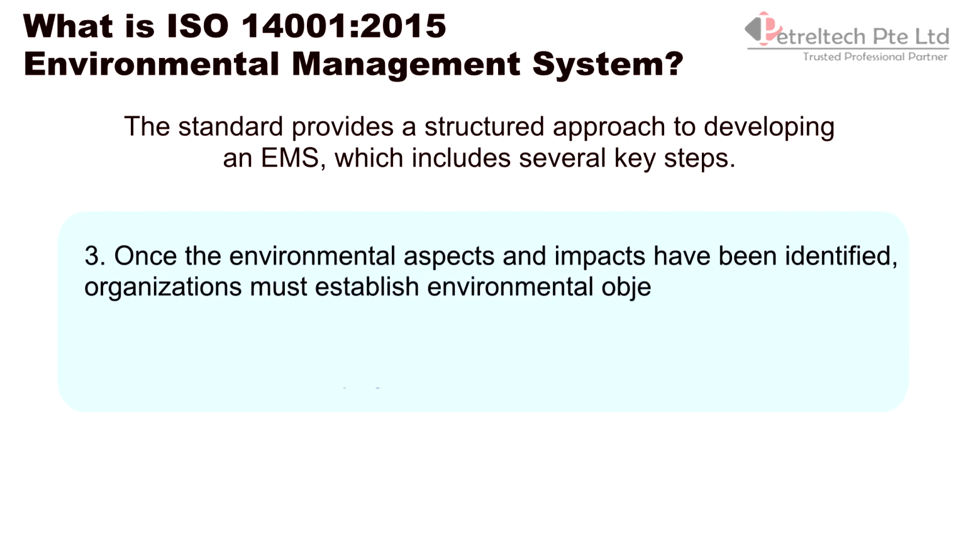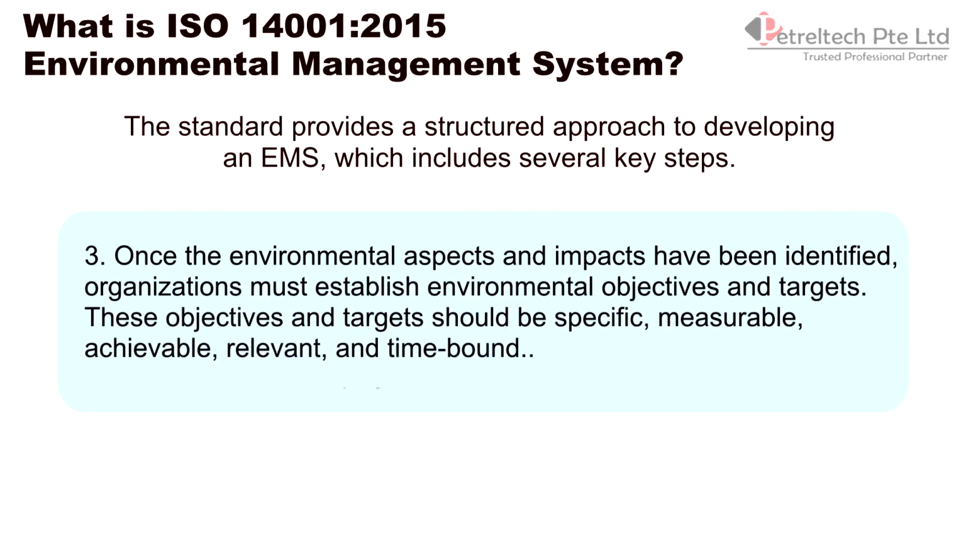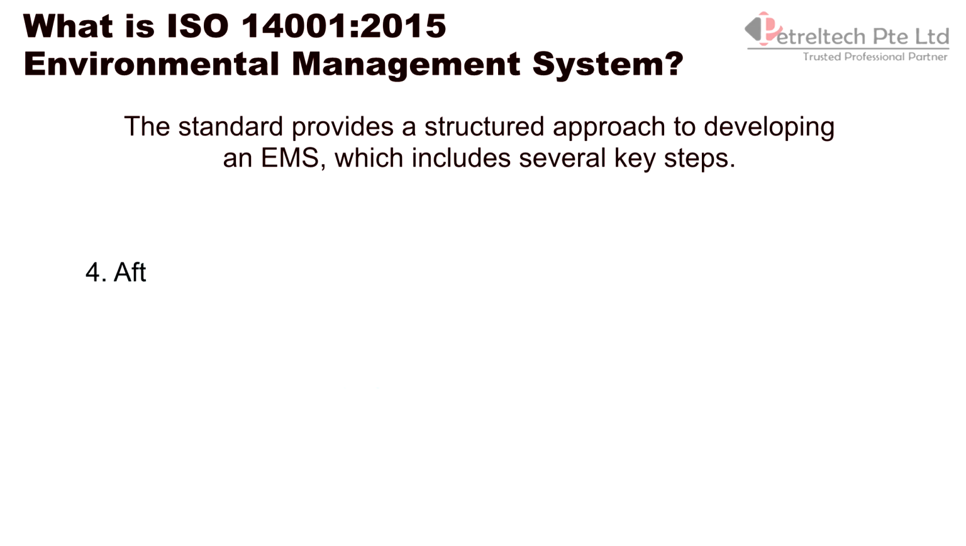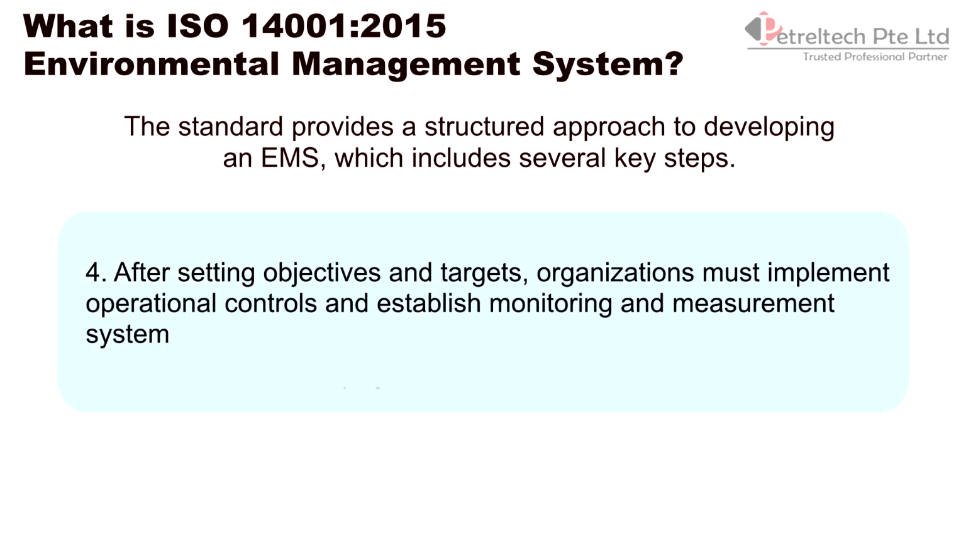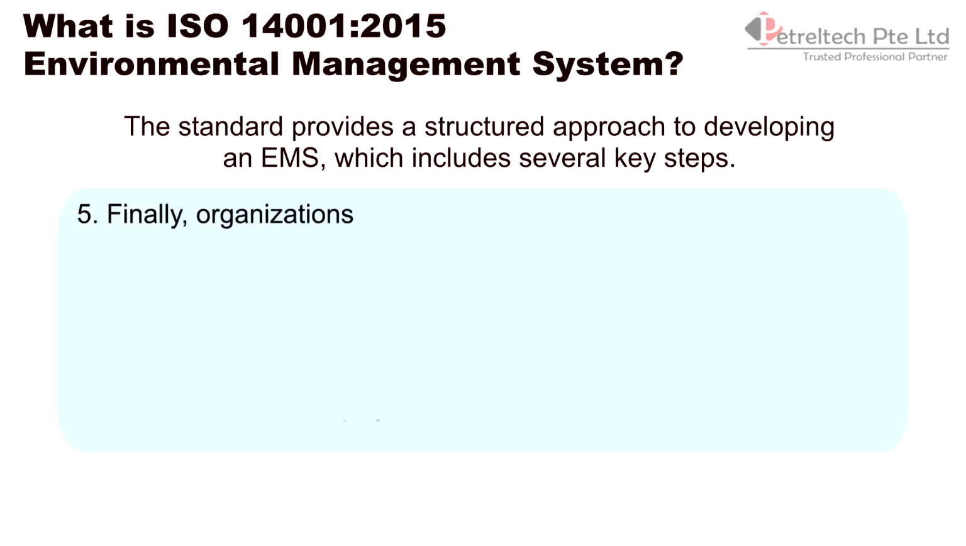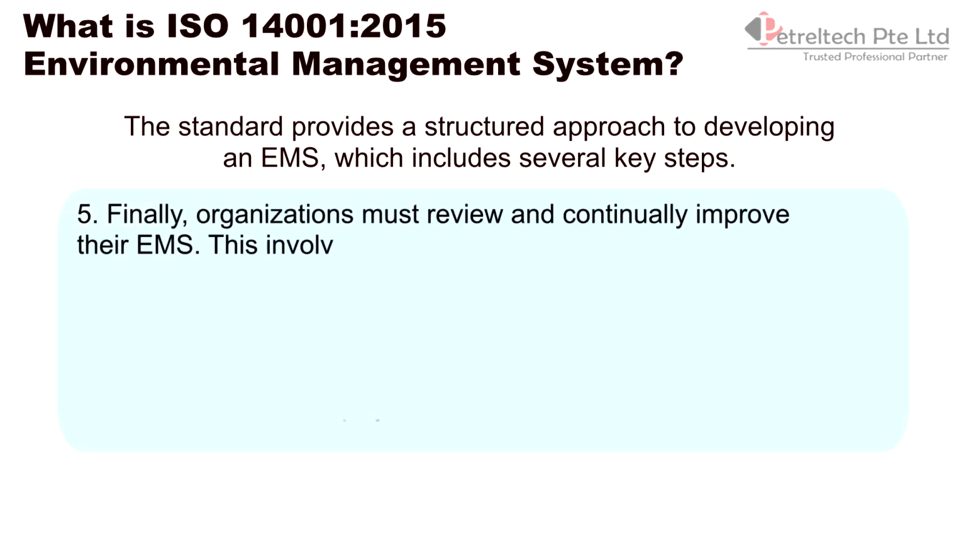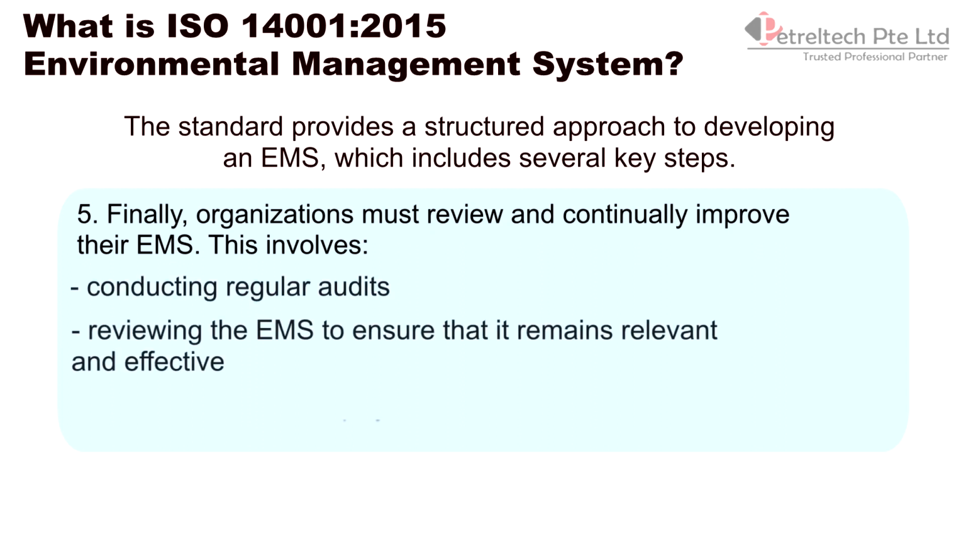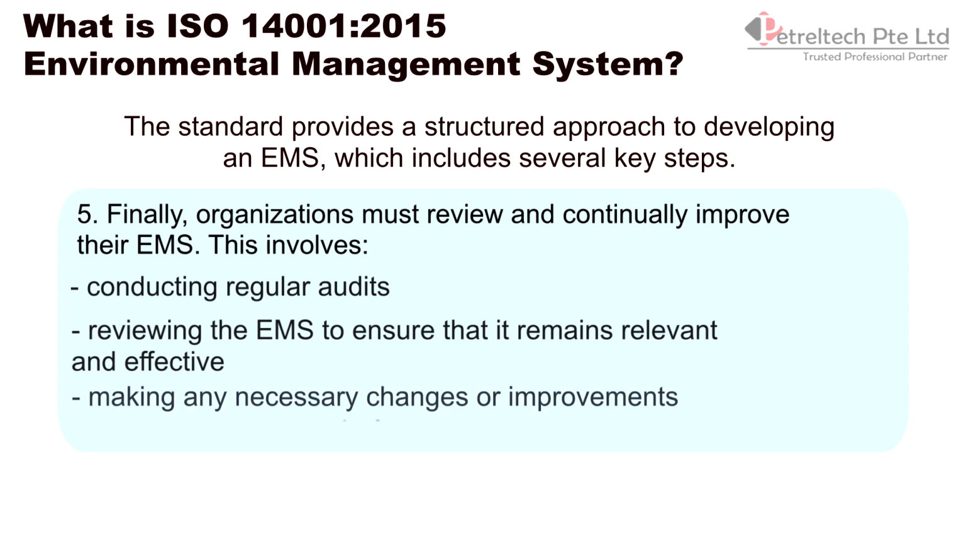3. Once the environmental aspects and the impacts have been identified, organizations must establish environmental objectives and targets. These objectives and targets should be specific, measurable, achievable, relevant, and time-bound. 4. After setting objectives and targets, organizations must implement operational controls and establish monitoring and measurement systems to ensure that they are meeting their objectives and targets. Finally, organizations must review and continually improve their EMS. This involves conducting regular audits, reviewing the EMS to ensure that it remains relevant and effective, and making any necessary changes or improvements.